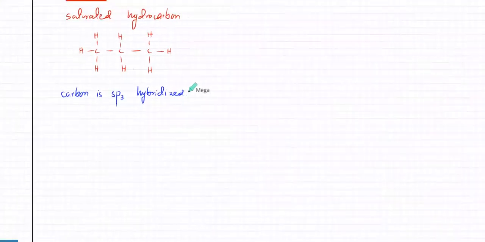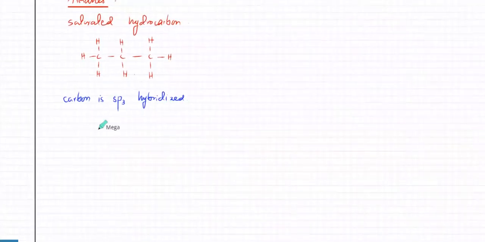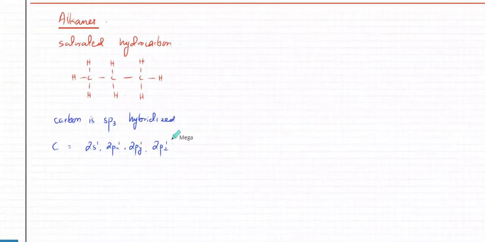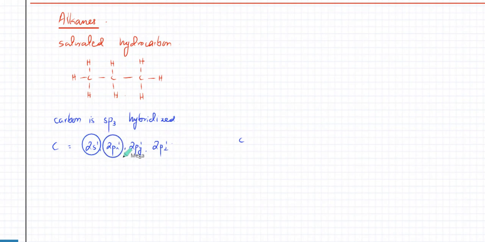So what that means is, just a quick recap of what hybridization was. Carbon had a total of 6 electrons. So its outer shell was 2s1, 2px1, 2py1, and 2pz1. So that was carbon's outer shell. And when it is sp3 hybridized, what that means is that carbon has a total of 4 electrons. Remember, these orbitals represent electrons. It's the region where the electron is moving around. So it has 4 electrons.